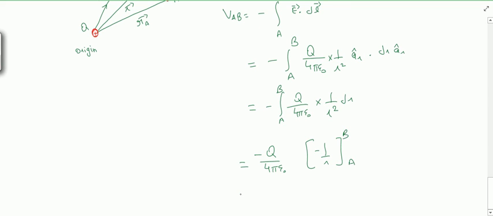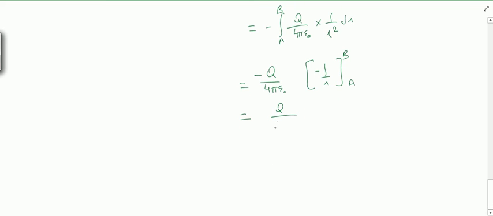From A to B, if I put the limits, it comes as minus q, and this minus and this minus get cancelled, so I can write q by 4 pi epsilon naught, 1 by rB minus 1 by rA. This will be the value of VAB, moving a charge from A to B in the presence of the electric field due to a point charge. So this will be the value: q by 4 pi epsilon naught, 1 by rB minus 1 by rA.